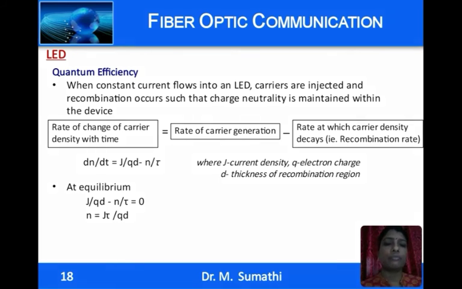At equilibrium, there is no change in the carrier density. Therefore, dN/dt is 0. So, substituting that in the equation, we get N = Jτ/qd.